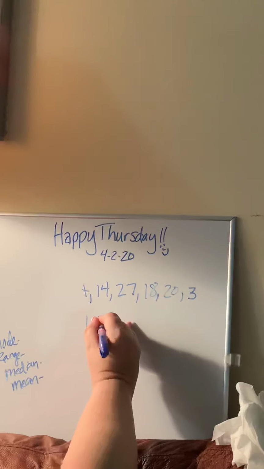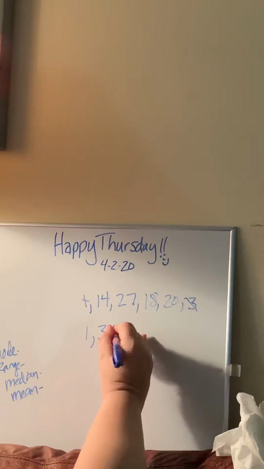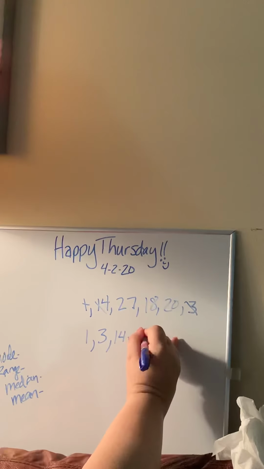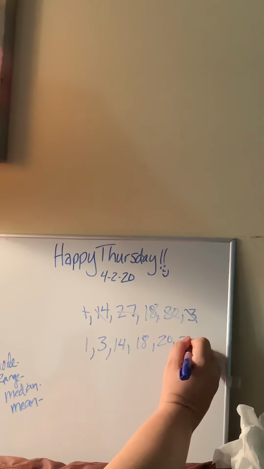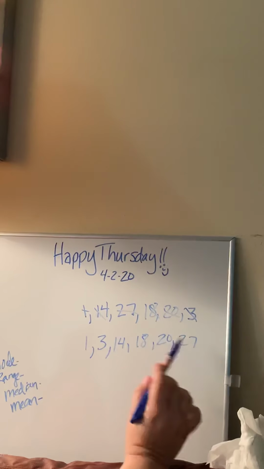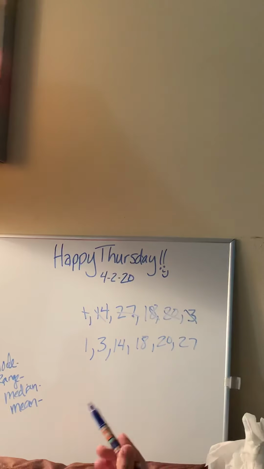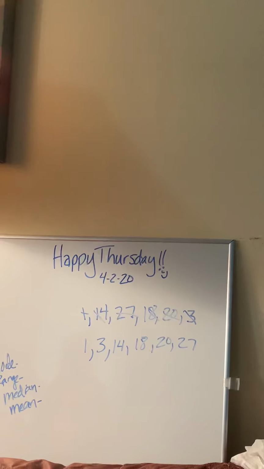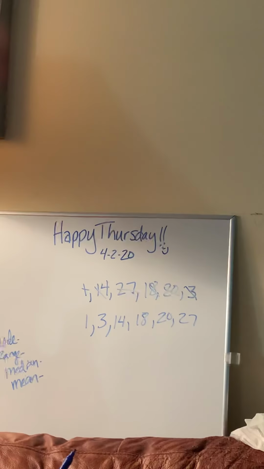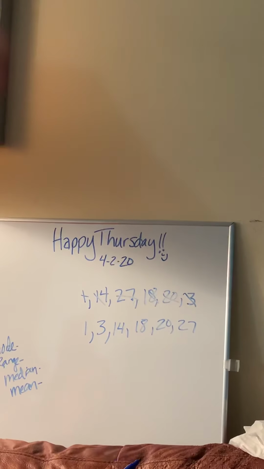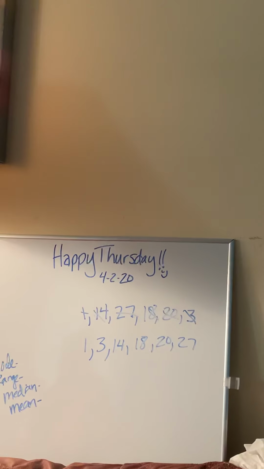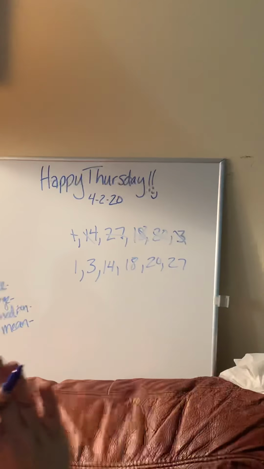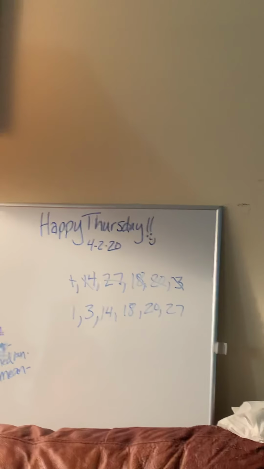We got 1, 3, 14, 18, 20, and 27, okay? 1, 2, 3, 4, 5, 6. As you can see, I crossed them off as I went to make sure that I was using each number, okay? Really important when you end up with a larger data set, okay? The data sets that you're gonna be working with today have 9 numbers in them. So make sure you have listed all 9 in the proper order.